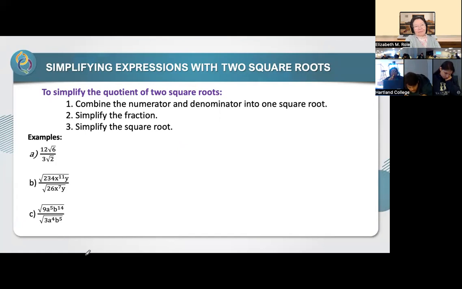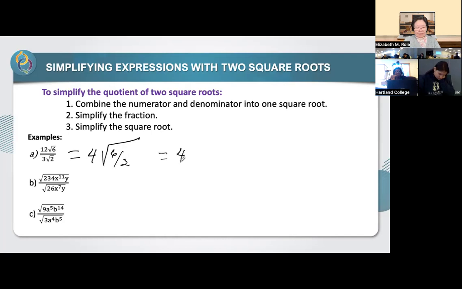Or I'd rather have you do letter A. You first divide 12 by 3 because that's not under the square root anyway. So 12 divided by 3, let's do that together, is 4. And then it's times the square root of 6 over 2. Put that under one root. And therefore, 6 divided by 2 is 3. Your final answer is 4 times the square root of 3.